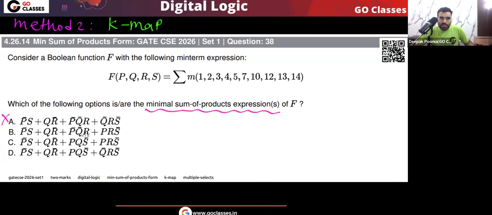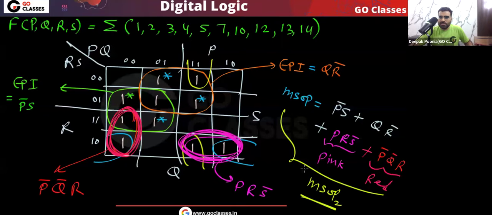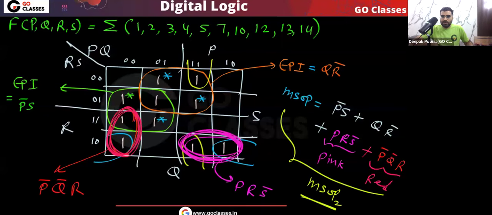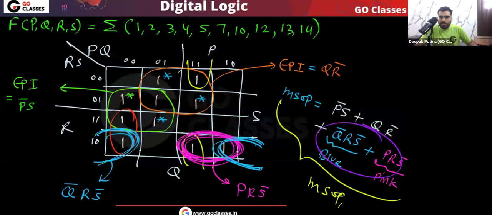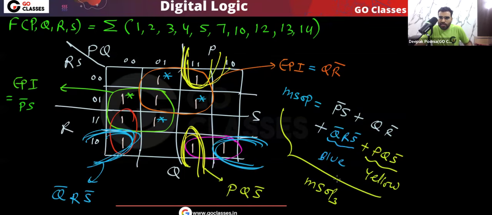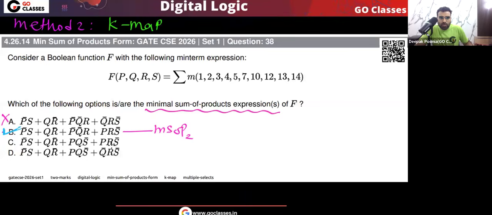What about the option B? P bar, Q bar, R, P R S bar. Yes, that is my minimal SOP 2. So you can see yes, this is the correct option. What about option C? PQS bar, PRS bar. I don't have here PQS bar. In the minimal SOP 3, I have PQS bar, but with that I have Q bar, RS bar. So I don't have option C also in my minimal SOP list.